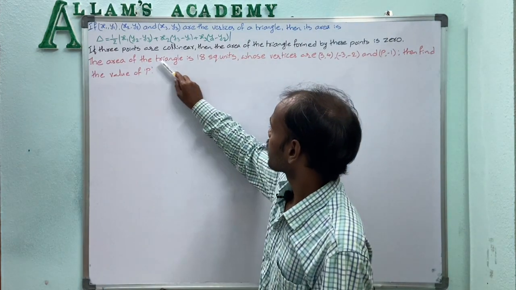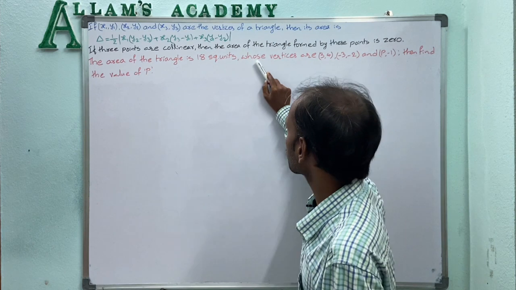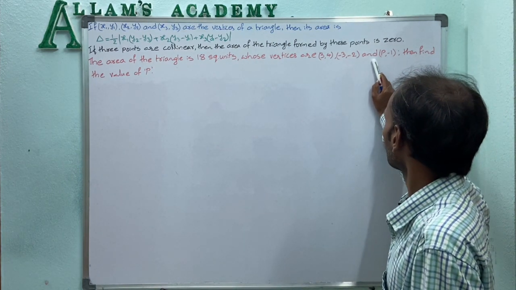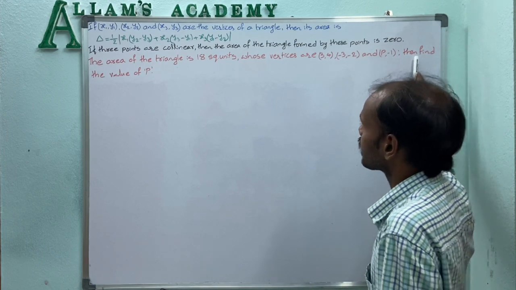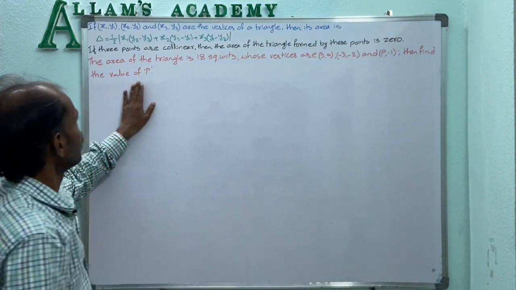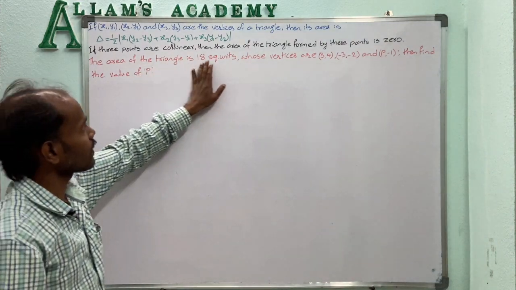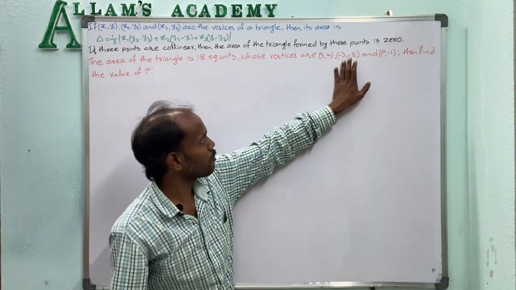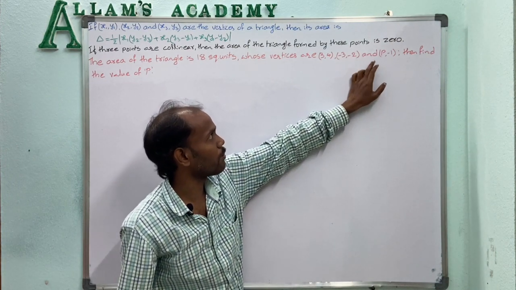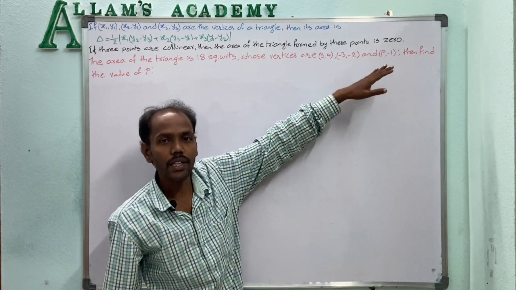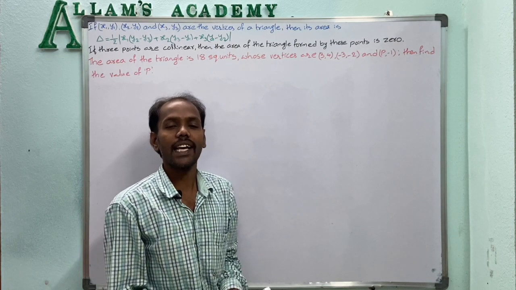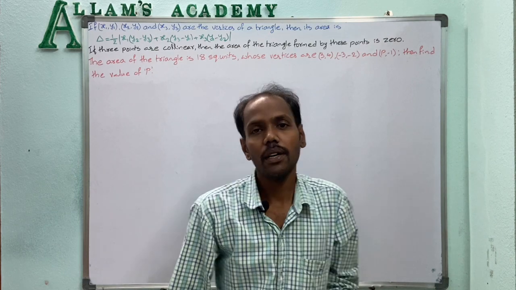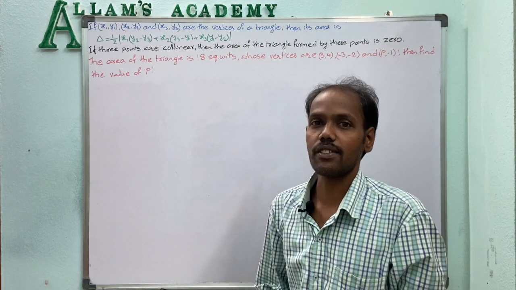The area of the triangle is 18 square units whose vertices are 3, 4, minus 3, minus 2 and p, minus 1. Then find the value of p. So the area of the triangle is 18 square units, given. By using these 3 points, 3, 4, minus 3, minus 2, p, minus 1, which form a triangle, we want to find the area.